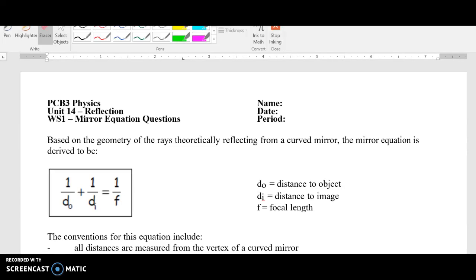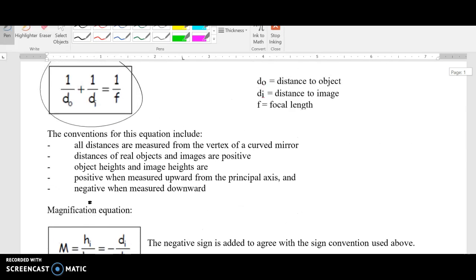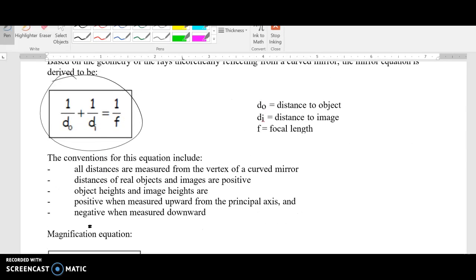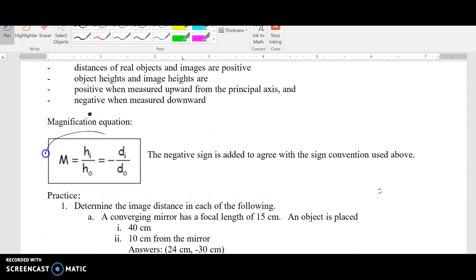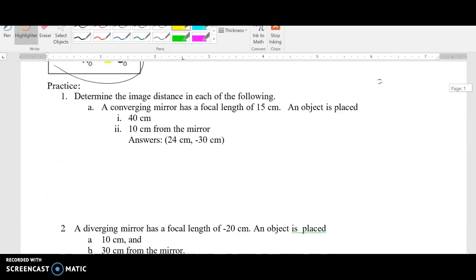All right, guys, so today we got into using the mirror equation, which is right here, to solve for magnification and the object distance and image distance and all that stuff. This looks familiar. It's pretty much the thin lens equation. Works for mirrors too. Here's the magnification equation. This is important. A specific part of this that's important is that negative sign there. We'll talk about why that matters in a minute.